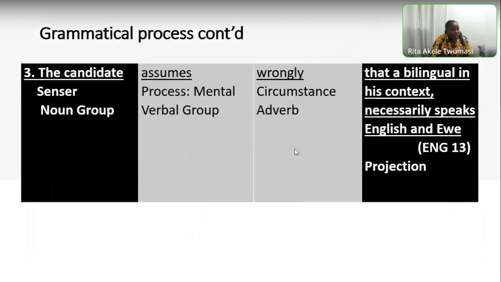Extract 3 is an example of mental process. The senser is the candidate, which is represented with a noun group made of a determiner and noun. The senser is the entity in whose mind the mental process occurs. In other words, it is the animate entity that experiences this cognition. The mental process is marked by the use of the present tense, assumes, indicating a state of the mind at the moment.